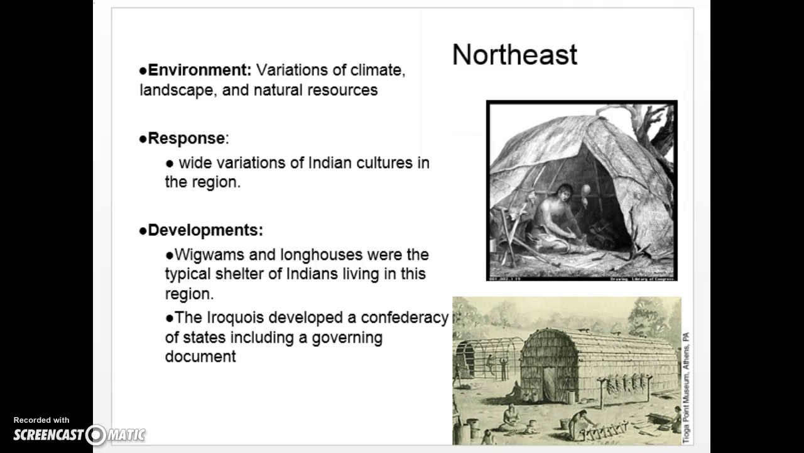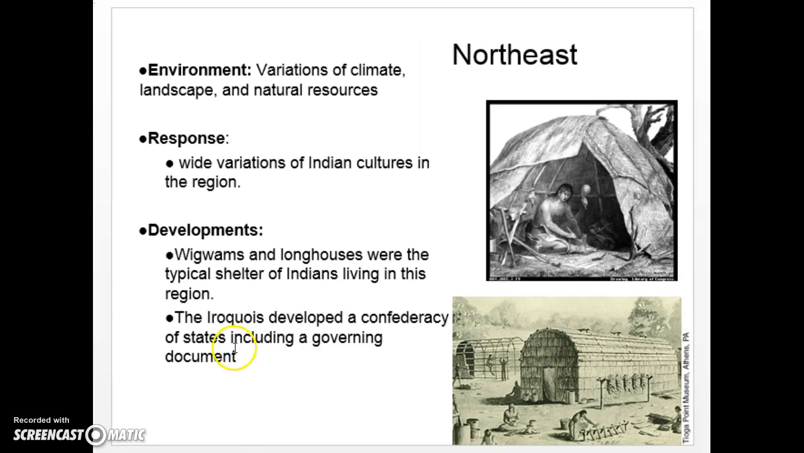In the Northeast, we have variations of climate. You all know that, ranging from New York through Boston. It can be very, very hot summers in the areas around Virginia and Washington, D.C., up through New York and Maine, which are consistently cold but have warmer summers. So very, very wide variations of Indian cultures because of this. There's no one set culture, but they do have some large developments.